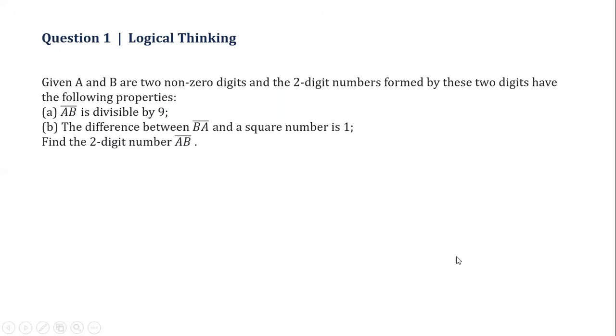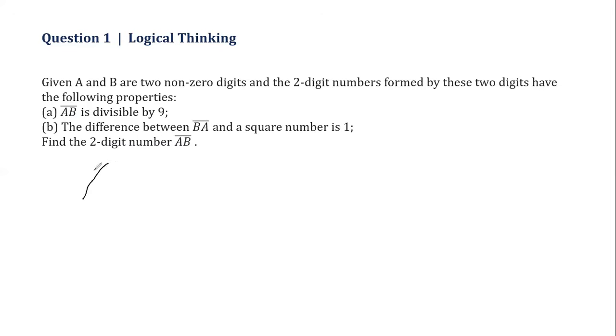Okay, so first problem. Given A and B are two non-zero digits, and the two-digit numbers formed by these two digits have the following properties. The first property is that AB is divisible by 9. And the second property is that the difference between BA and a square number is 1. We are asked to find the two-digit number AB.